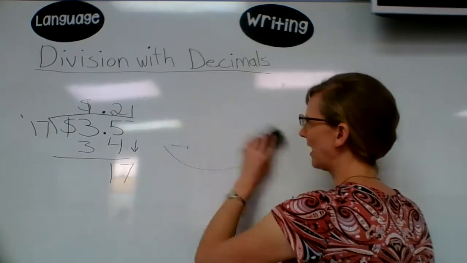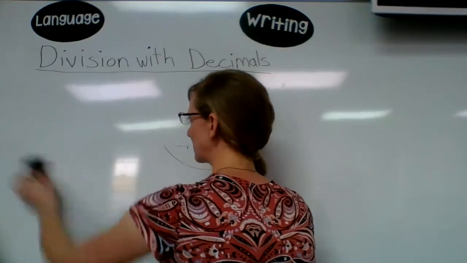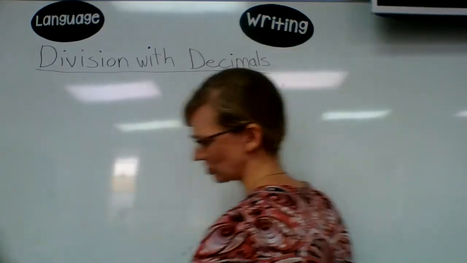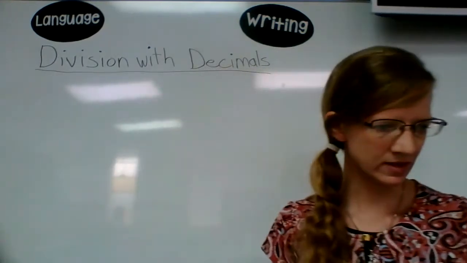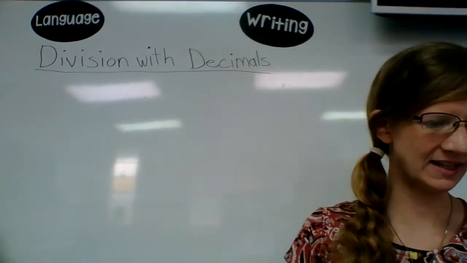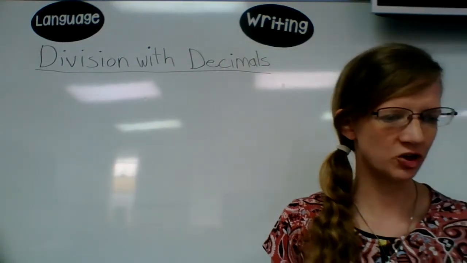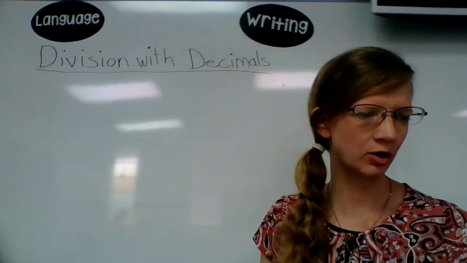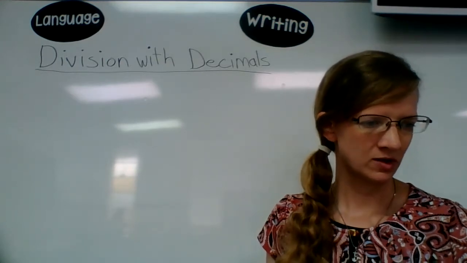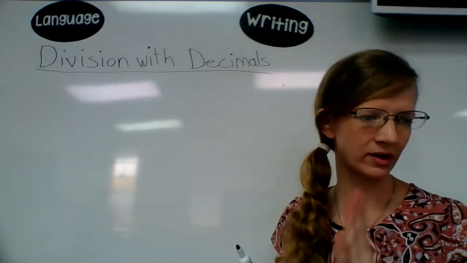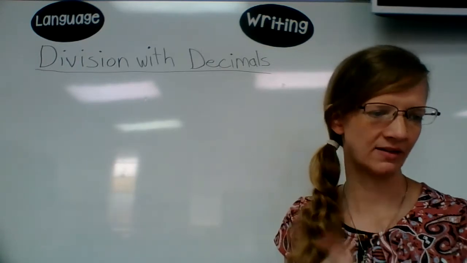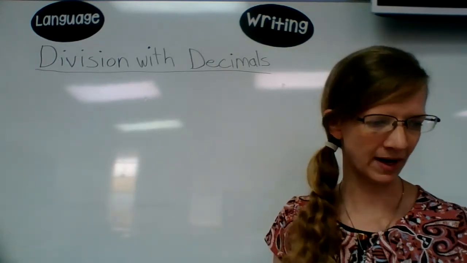Okay, so let's go ahead and do one of the other problems together, and then you can do the rest of your page on your own. So let's do our first problem. We're dividing these money problems. Be sure to place the decimal point and dollar sign correctly in the quotient. You place the decimal point in the quotient directly above the decimal point in the dividend. So you just move it right up, right above it.